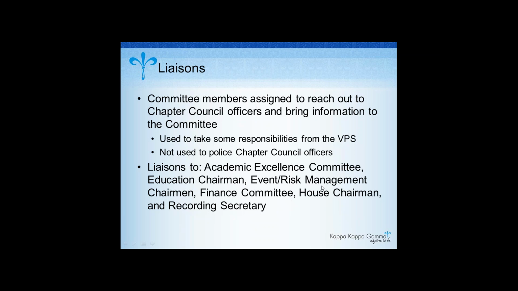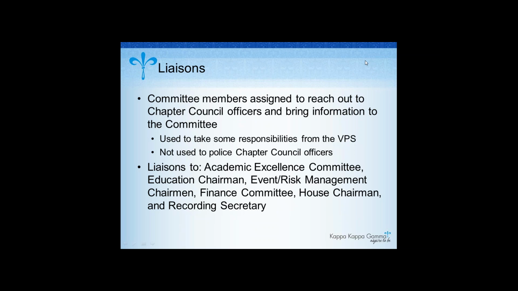So hopefully, once your new VPS took over and the committee was assigned, the VPS worked with the committee members to help assign each person to a liaison duty, and then that person would work with the chapter council officer, reporting either weekly or biweekly. We understand there might not be a report every week, so biweekly would be fine. Just reaching out to that officer.